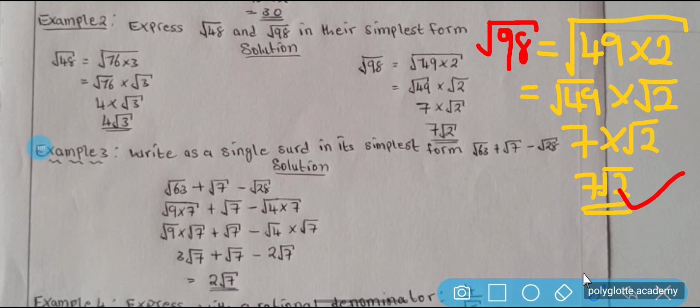Perfectly correct. Okay. That is how we simplify surds in mathematics, by looking for the square root of a number which is not a perfect square. So we have that. Now we will move on to the next example.